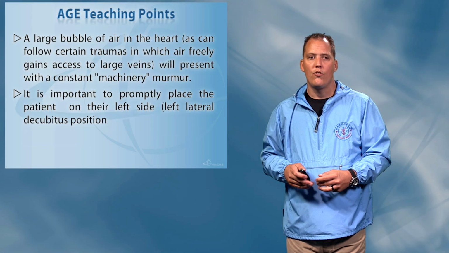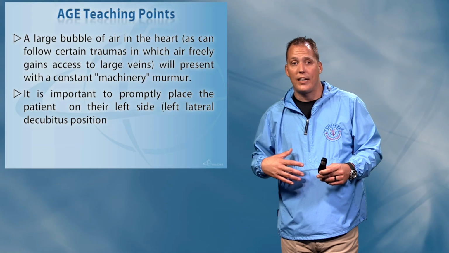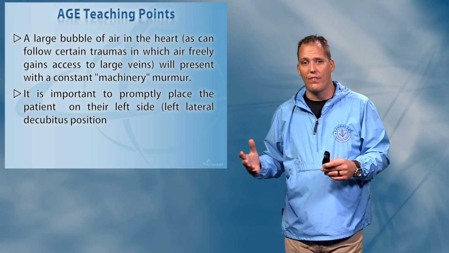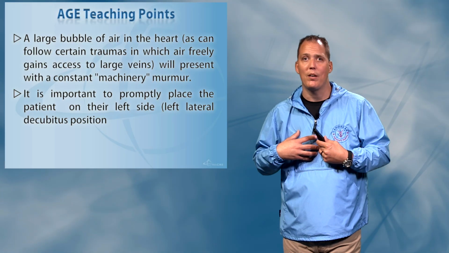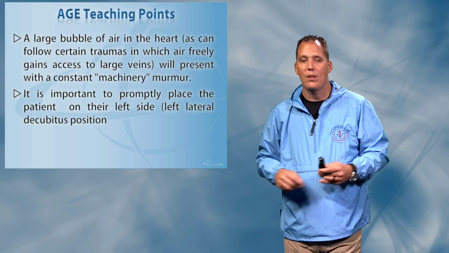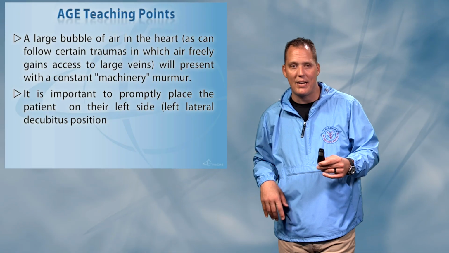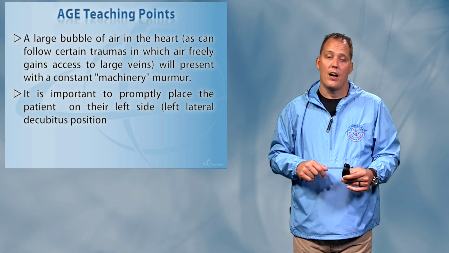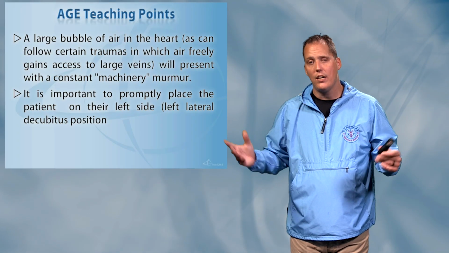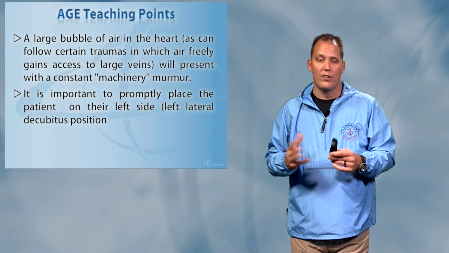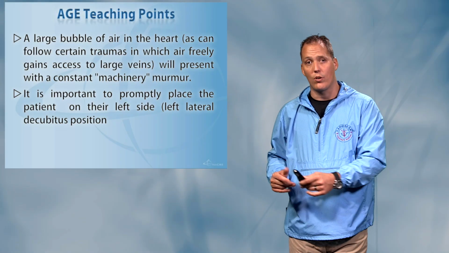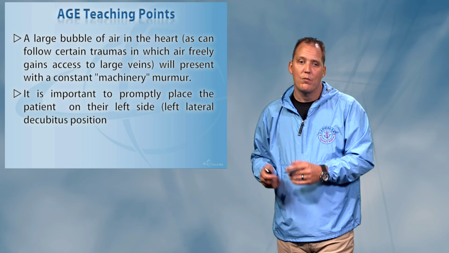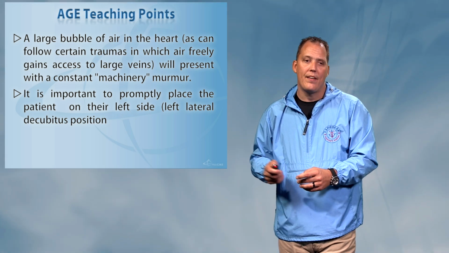Okay, so with a large bubble of air after certain trauma, chest trauma for example, that gains access to larger veins, they may have a machine-like murmur. Like I said, it sounds like a PDA, right? That's what a machine-like murmur is, classically a PDA. But it's important to do the left lateral decubitus position. Trendelenburg, for those of you who are refreshing or new, they used to say put them in Trendelenburg. That's no longer evidence-based or in the guidelines. Now it's the left lateral decubitus position. So put them in the left lateral decubitus, and then we go from there.